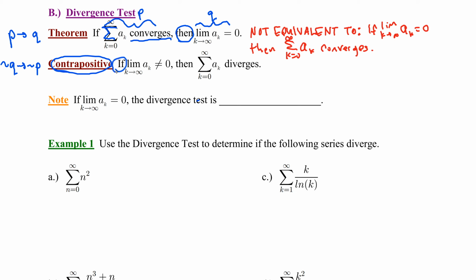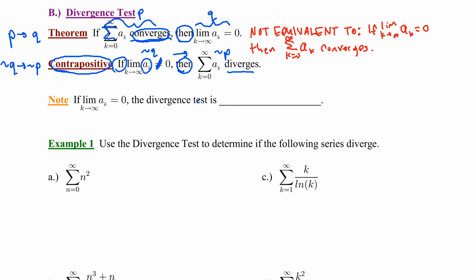It's going to sound like this. If the limit as k approaches infinity of a sub k is not 0, this is not Q, then the series from k equals 0 to infinity of a sub k, remember I'm negating here, diverges. So the negation of converges is diverges. This is the format in which we want to apply the divergence test. If I find the limit of the term of the series and I discover the limit is different from 0, then my conclusion is that the series diverges. That's why this is called the divergence test.